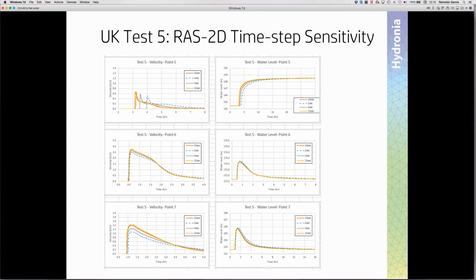Now, the issue with RAS2D is different because it's highly dependent, at least for this particular case, on the time step. So you can see big differences here in the frontal wave arrival of up to an hour. Depending on the time step you pick, you may get a difference of almost 1 hour in the frontal wave arrival at this particular location. Now the water elevation seems to be very insensitive in some points. It's more sensitive in all other points.